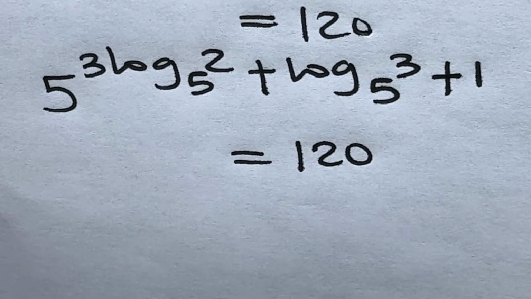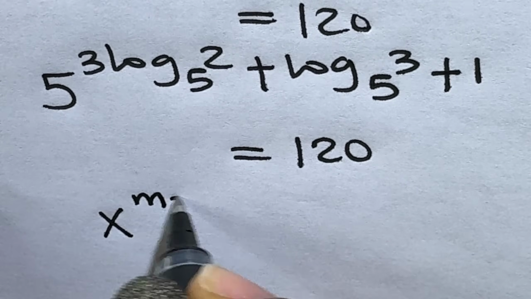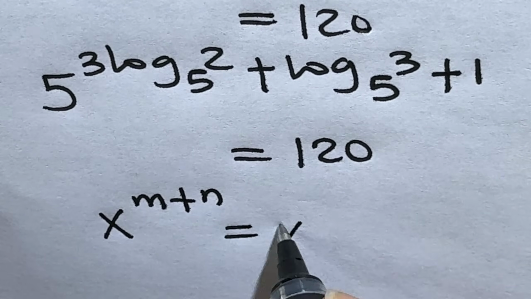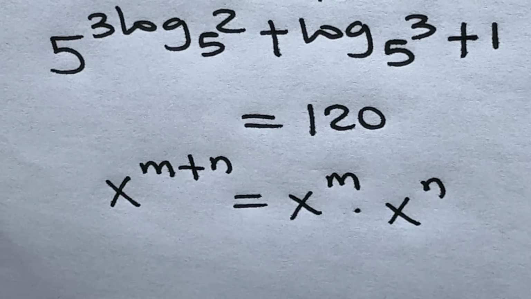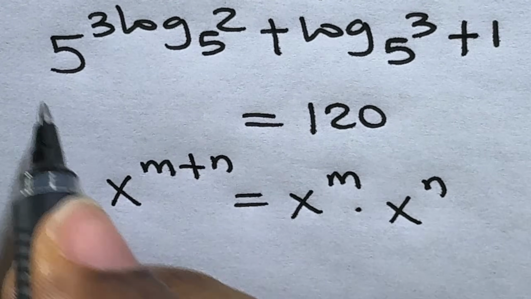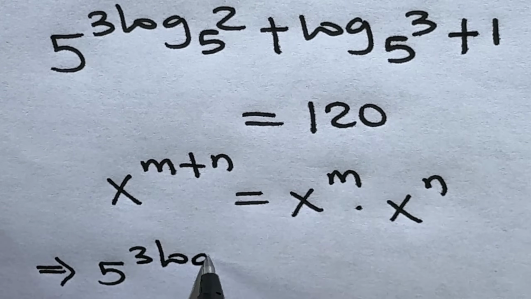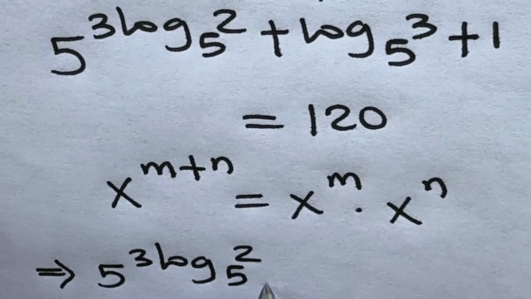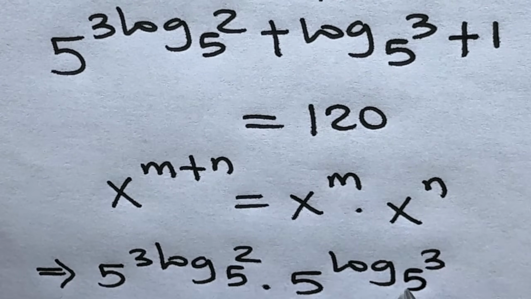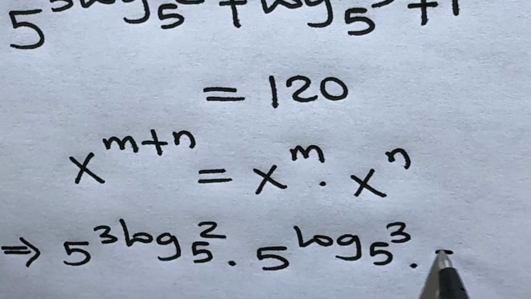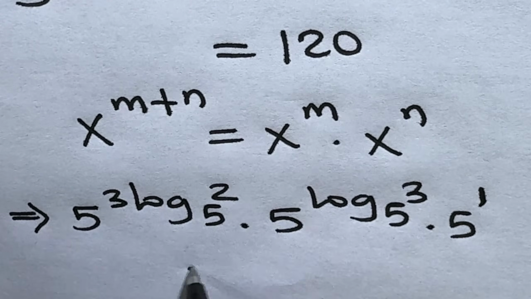Then I'm going to use law of indices to separate these powers. Using x raised to power m plus n is equal to x raised to power m times x raised to power n by law of indices. This expression then becomes 5 raised to power 3 log 2 base 5 times 5 raised to power log 3 base 5, then times 5 raised to power 1. And this should be equal to 120.